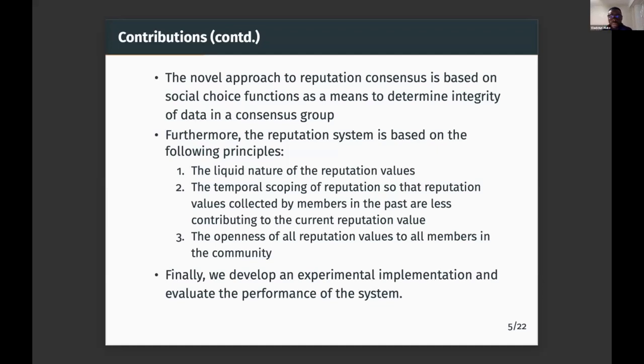The second is the temporal scoping of reputation values such that the newly generated reputation values have more impact on the overall reputation than the earlier generated reputation values. And the last is the openness of all the reputation values so that all the nodes within the network are aware of the reputation values of all other nodes within the network. Finally, we develop an experimental model and we evaluate the performance of the system.